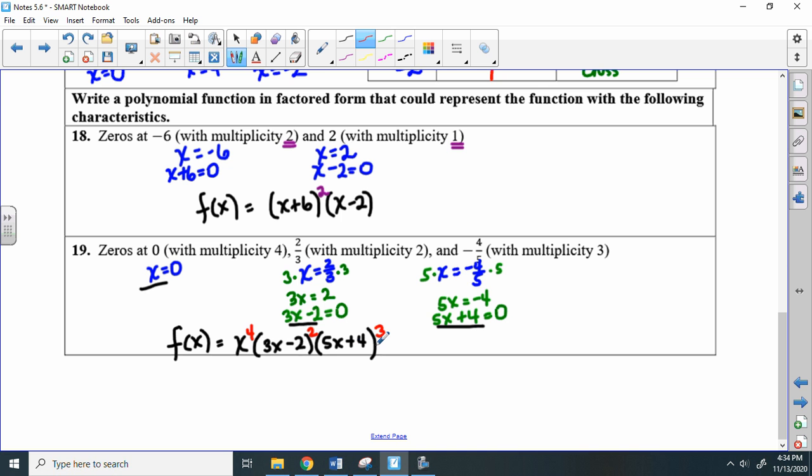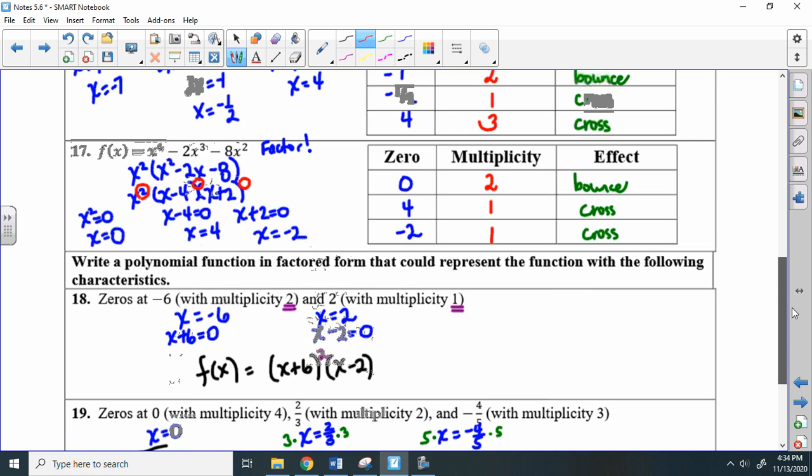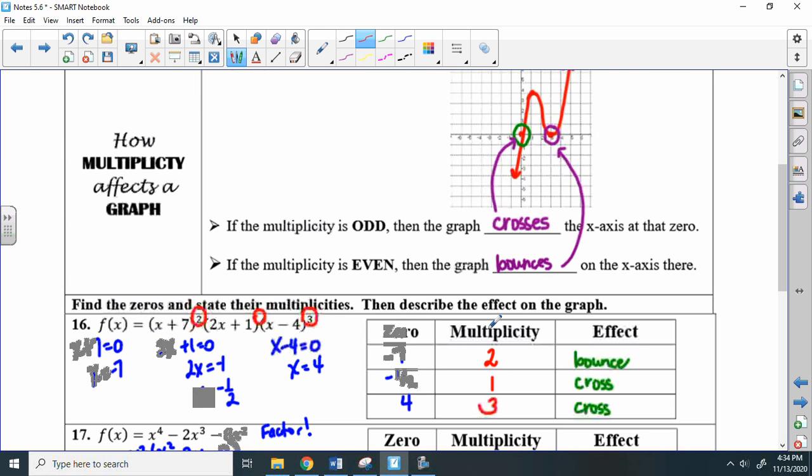and I certainly would never ask you to multiply something crazy like that out. Okay? All right, so I hope that makes sense to you, and then you'll be able to answer questions about multiplicity. And that's it for this set of notes.